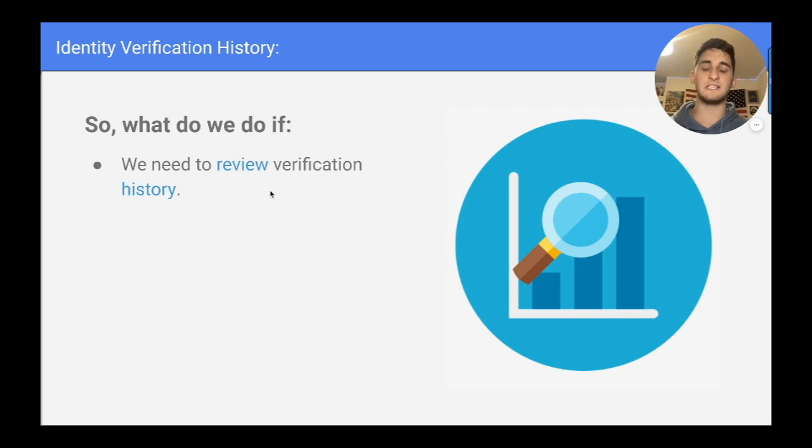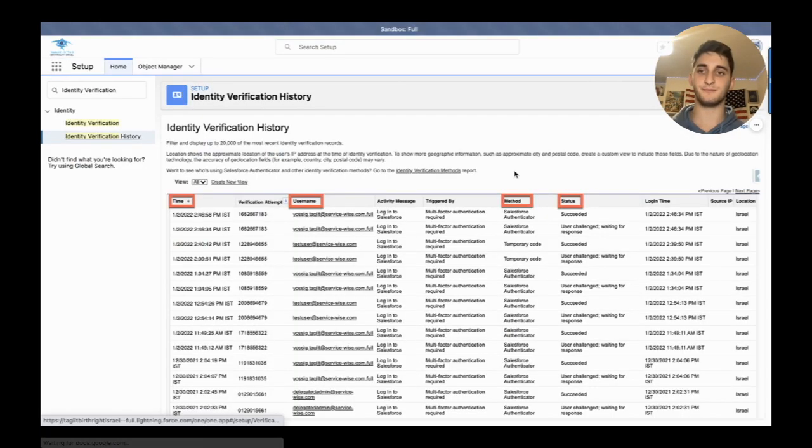Now let's say there's a suspicion of some shady login activity, or for whatever other reason you need to review the verification history. Here's how you do it. In setup, you type in identity verification history, and from there you will see this beautiful screen where you can tell the time, username, verification method, and verification status of anyone and everyone that tried logging into this org.